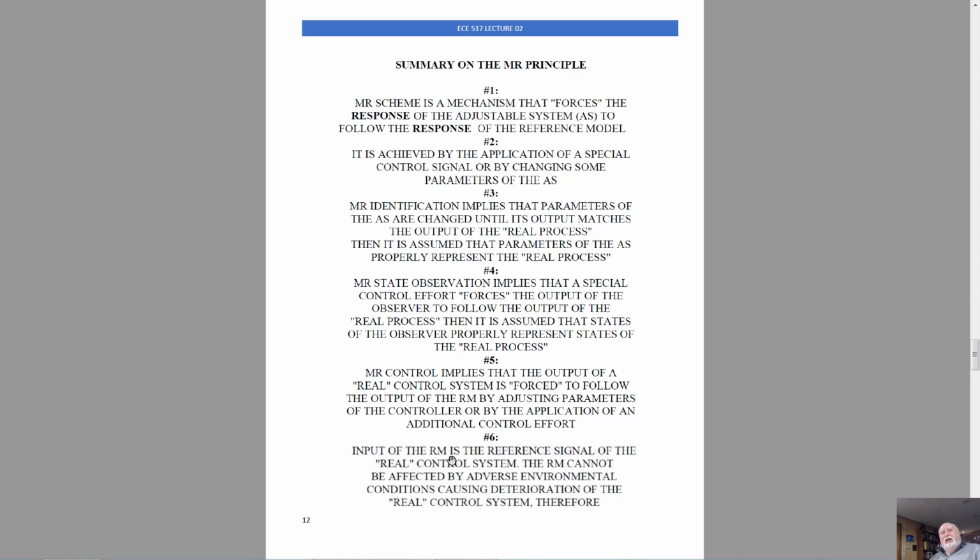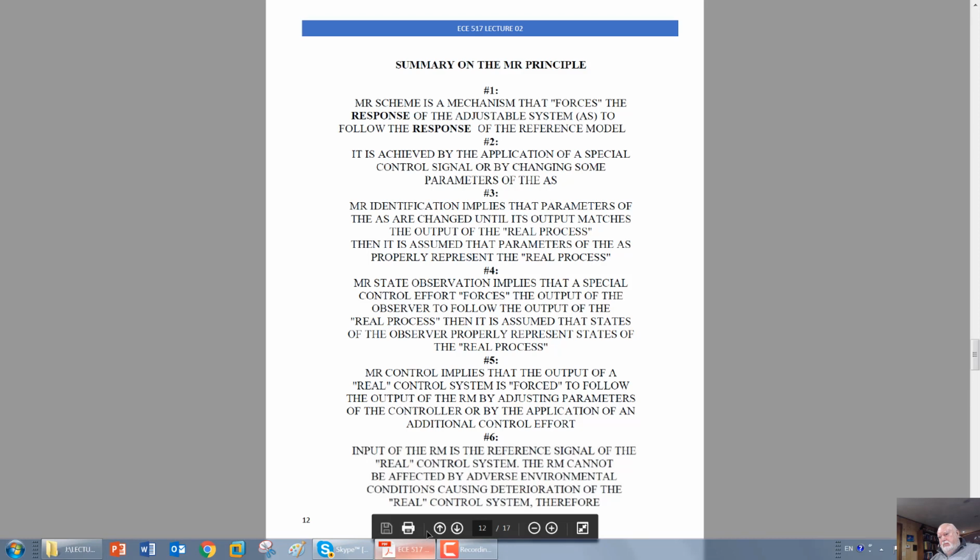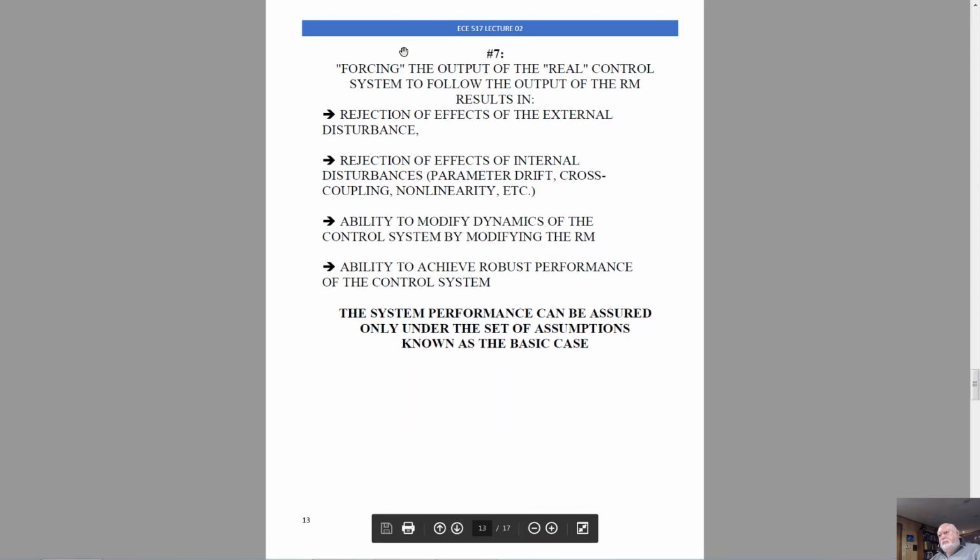Okay? Now you can realize that if we build a model reference control system that really works, we're protecting the output of the controlled plant from various external disturbances. The system becomes quite dependable, quite robust. It's exactly what I just said. Forcing the output of the real control system to follow the output of the reference model results in rejection of effects of the external disturbance. But, in addition, it results in the rejection of effects of internal disturbances, parameter drift, cross-coupling, nonlinearity, and so on.